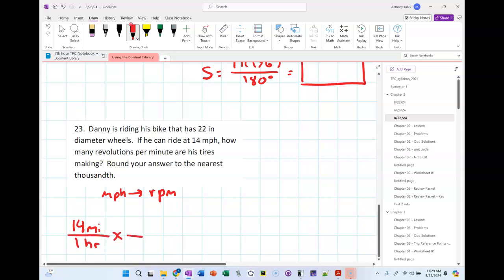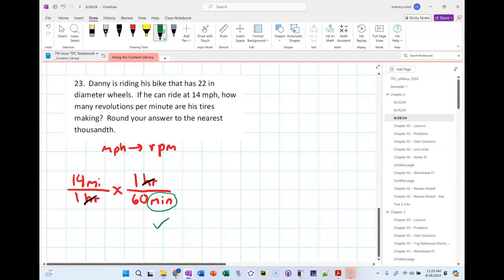So 14 miles per hour. I'll start by converting hours to minutes. So we're in miles per minute now. The per minute part, though, is good. That's what we need. Now I need to convert miles to revolutions. To do that, I'm going to use the circumference of the wheel. Now the wheel's measured in inches, so I'm going to convert miles to inches, and then I'm going to use that circumference.